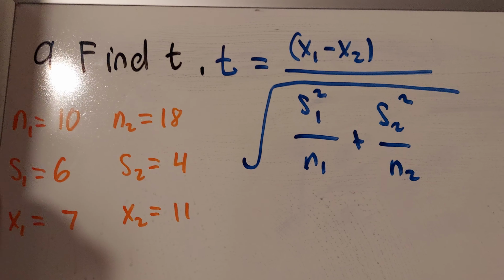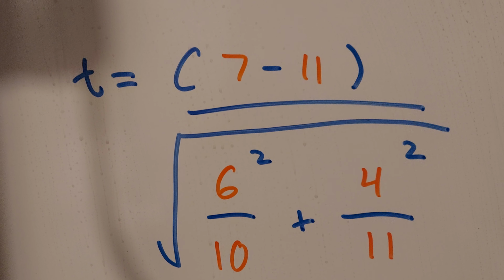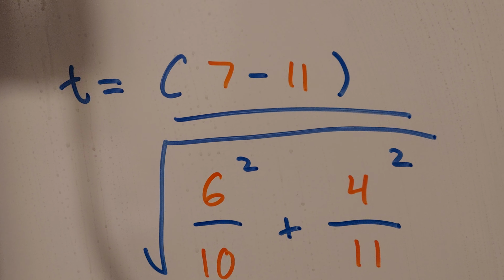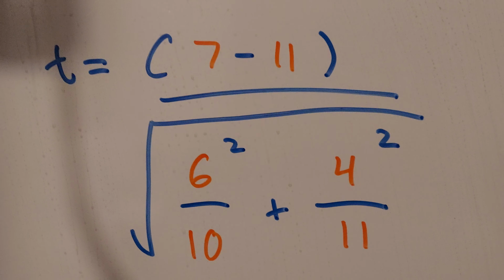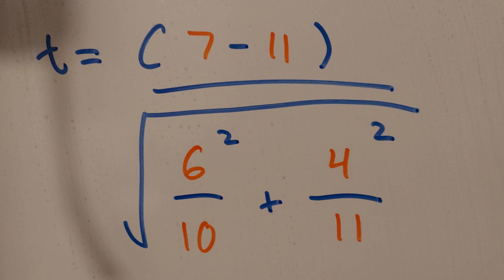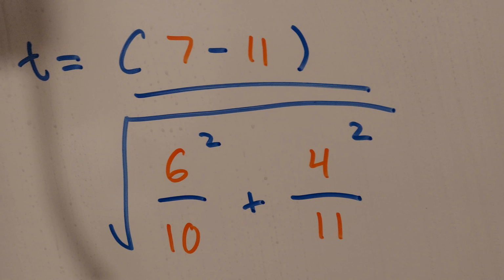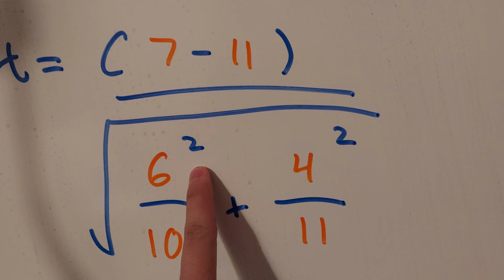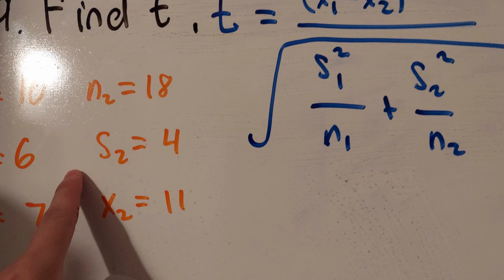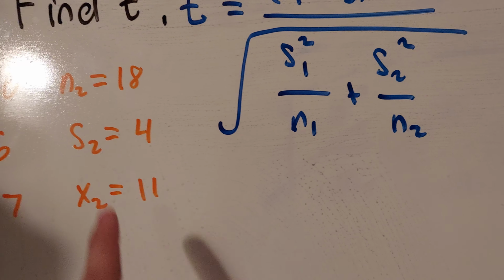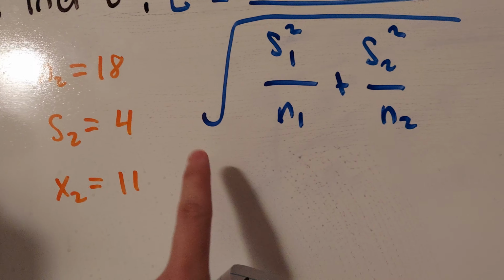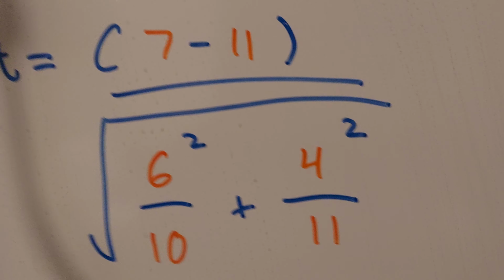So with that, let's begin. So our equation will look like this. T equals 7 minus 11 divided by the square root of 6 squared divided by 10 plus 4 squared divided by 11. Now again, we square it because we're dealing with sample standard deviation and not a sample variance. So we have to make the sample standard deviation a variance by squaring it.